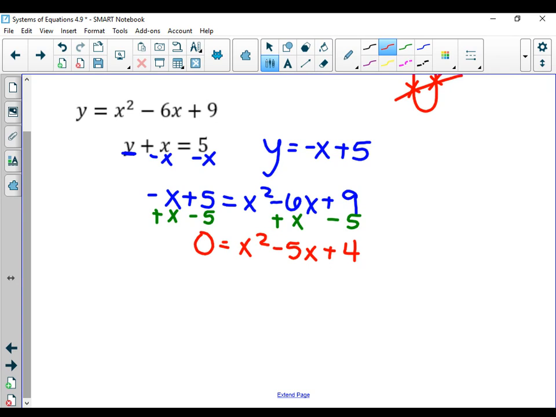Okay, so if we remember back, I want to factor this. I have two numbers that multiply to get 4, but add to get -5. What are those two numbers? -1, -4. So remember, we want two numbers that multiply to get your C term, but add to get your B term.